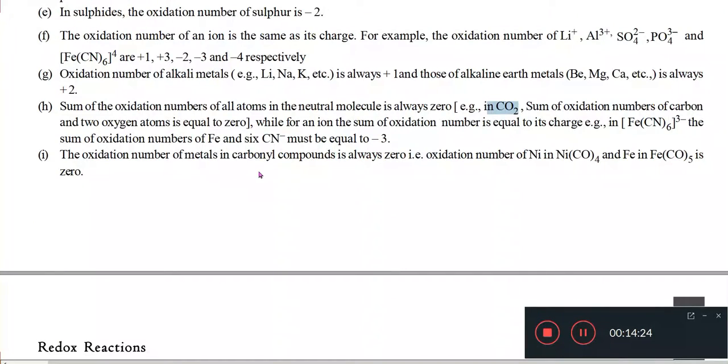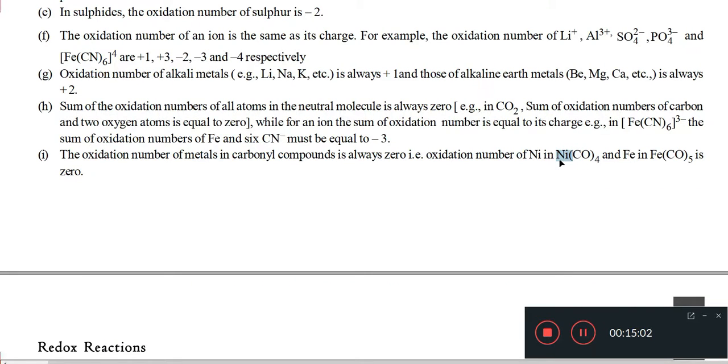The oxidation number of metal in carbonyl compound is always 0. This line is also very important. In carbonyl compound, if you check the oxidation number of any metal, it is always 0. For example, nickel tetracarbonyl, Ni(CO)4. This is iron pentacarbonyl, Fe(CO)5. In iron pentacarbonyl, if you are asked to find the oxidation number of Fe, or any metal like nickel, Fe, or any other metal, these are called metal carbonyls. So in metal carbonyls, the oxidation number of metal is always 0.